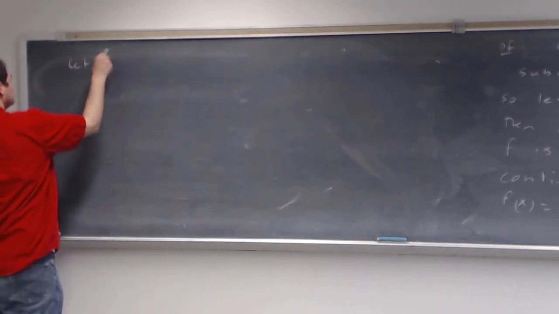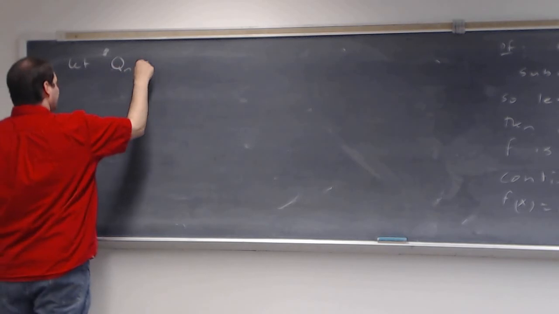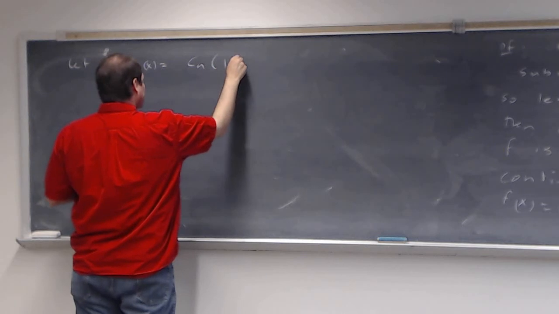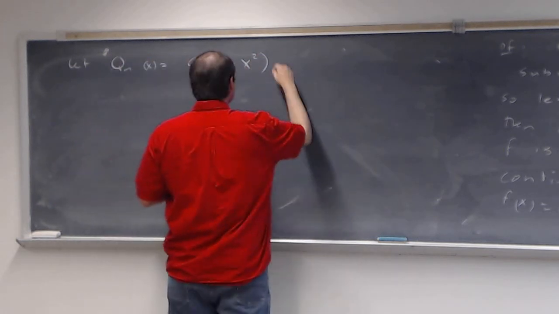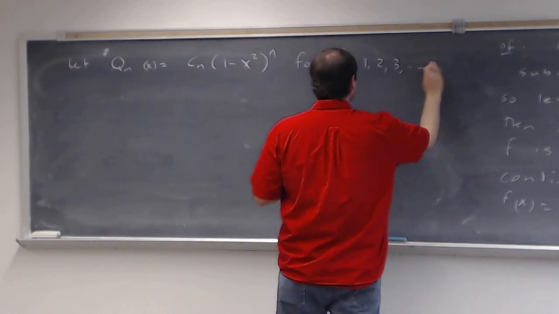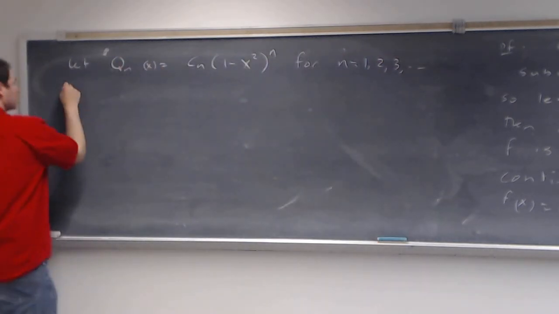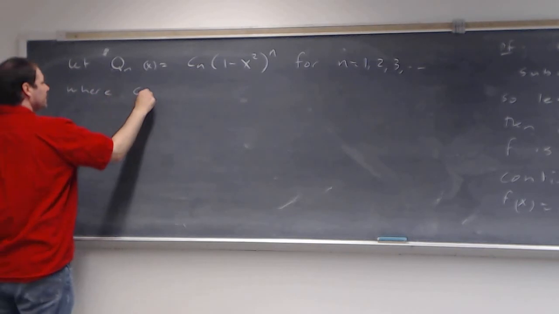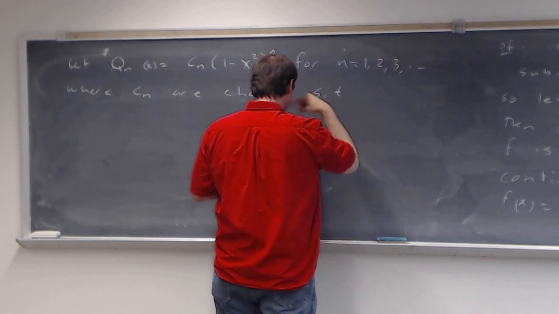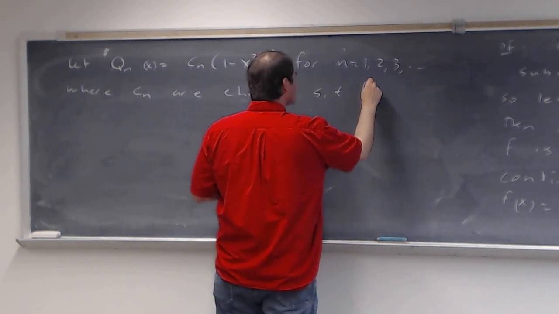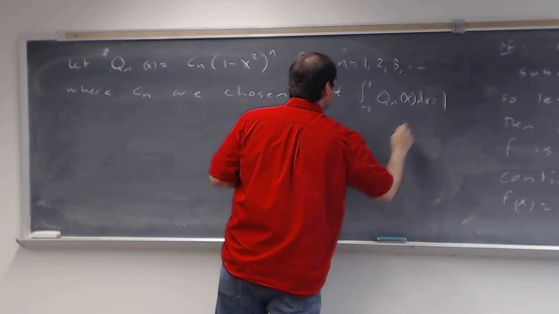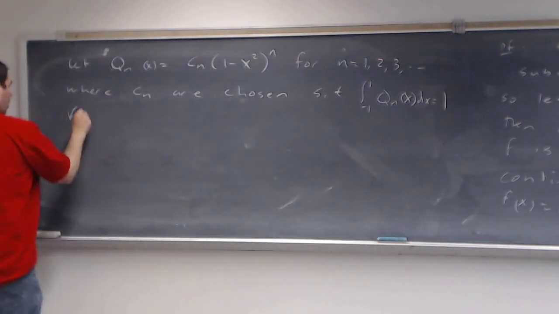We're going to define a new function, q sub n of x, and it's going to be equal to c sub n times (1 minus x squared) raised to the n, for n equals 1, 2, 3, and so forth. Where the c sub n's are chosen such that the integral from -1 to 1 of q sub n of x dx equals 1. And that's true for all n.